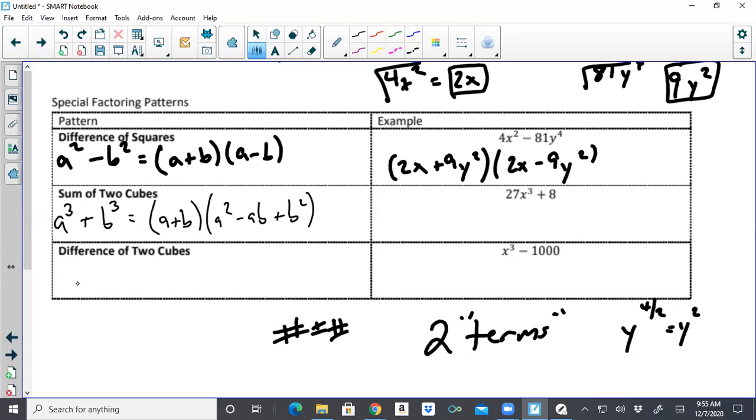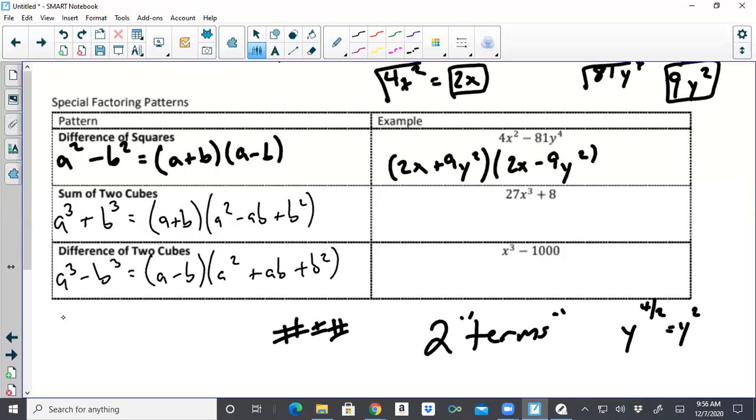Now, I'm going to write down the other one at the exact same time because they're almost identical to each other. The only thing that changes is the sign in the middle. Everything else stays the exact same. It doesn't change anything else. It's still a then b, a squared, ab, b squared, and then the minus and the plus just switch.